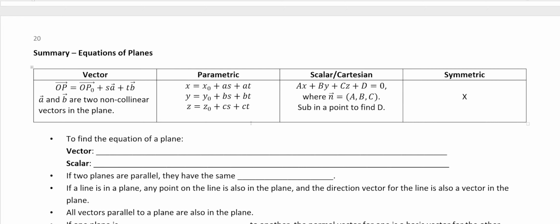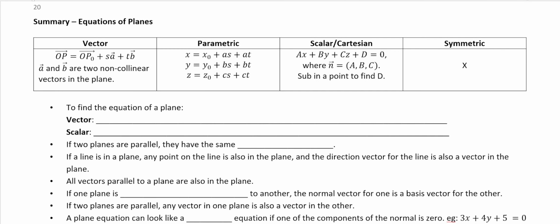Okay, here we go. To find the vector equation of a plane, what we need is 3 non-collinear points on the plane. Or we can simply have a point and 2 basis vectors that are non-collinear. Okay, so they can't be parallel. They have to be at an angle to each other.